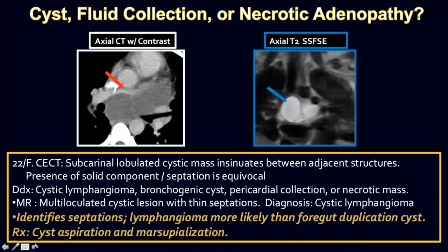So we decided to add an MR here, which convincingly showed the presence of thin septations, no solid component. So this was likely a cystic lymphangioma and not a foregut duplication cyst. And so the patient was able to undergo the correct management, which was cyst aspiration and marsupialization in this case.